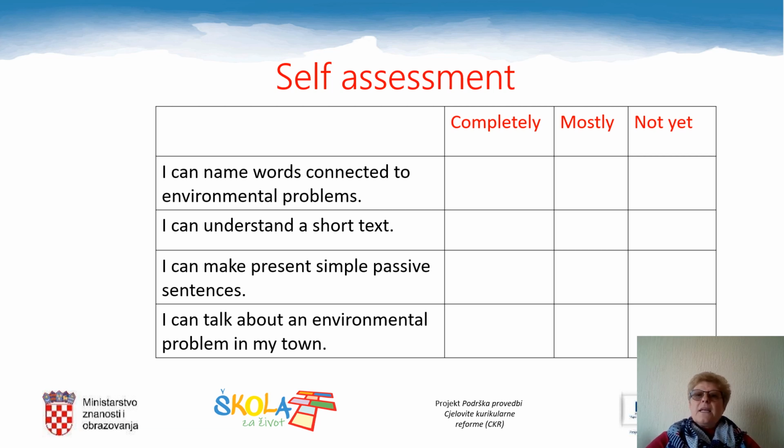In the end, let's do this self-assessment checklist. Here are some activities you are supposed to be able to do now at the end of today's lesson. Let me read them for you. You were supposed to name words connected to environmental problems. You were also supposed to understand a short text and to make present simple passive sentences. I hope at the end of the lesson you can talk about an environmental problem in your town.